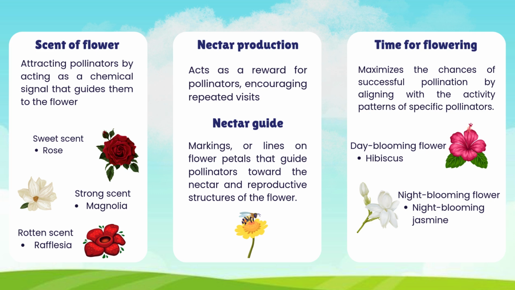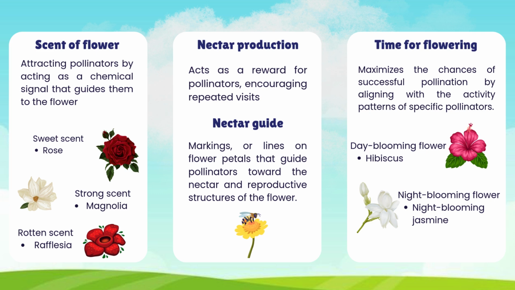Nectar serves as a reward for pollinators. By providing nectar, plants encourage pollinators to return repeatedly, increasing the likelihood of pollen transfer. The more visits a flower receives, the higher the chance of successful pollination. Some flowers have markings on their petals called nectar guides. These markings direct pollinators toward the nectar, ensuring they brush against the reproductive parts of the flower.